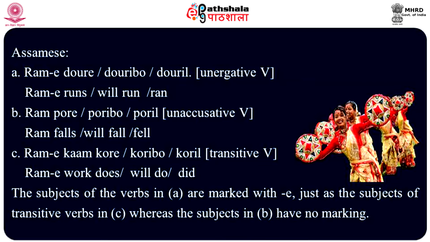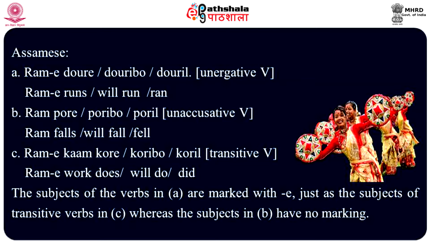Many languages morphologically distinguish the verb classes like 1 and 2 we saw earlier. Consider the examples from Assamese here. Rame daude, Ram pore, Rame kaam kore. We can see that the subjects of the verb in A are marked with A, just as the subjects of the transitive verbs in C. The subject of the verbs in B are not marked with the suffix A.